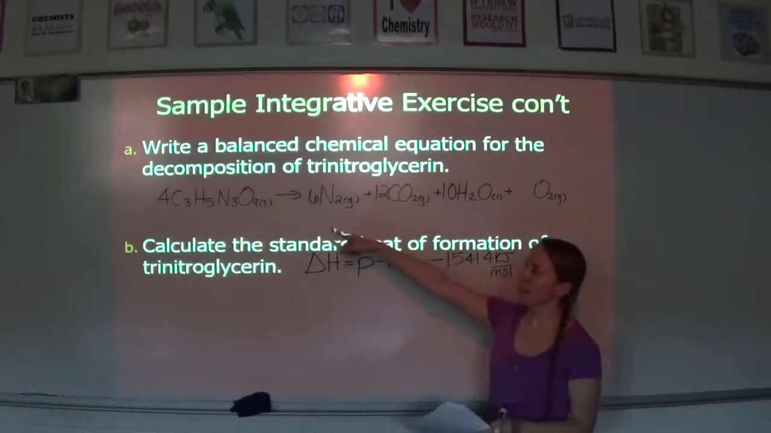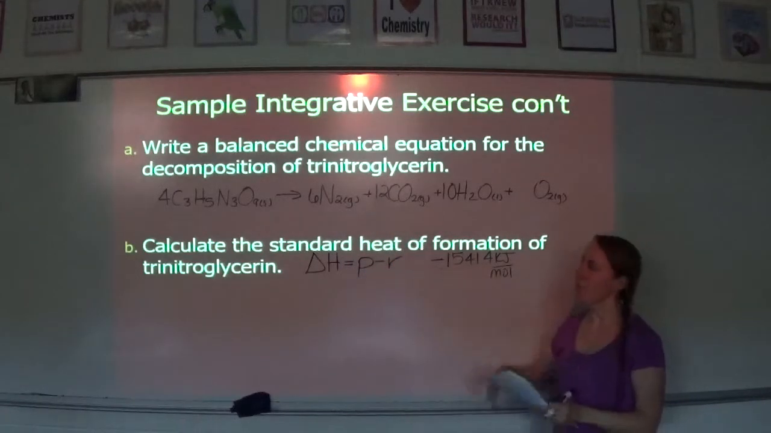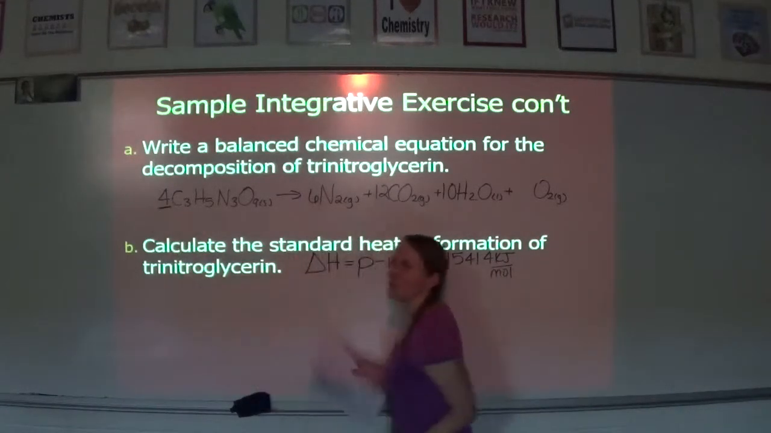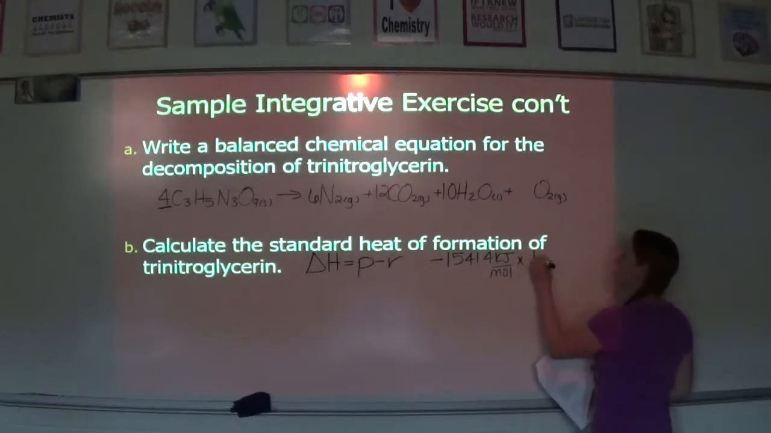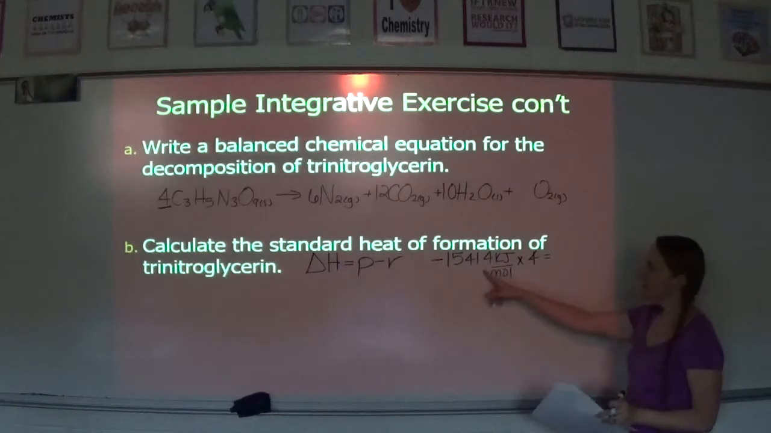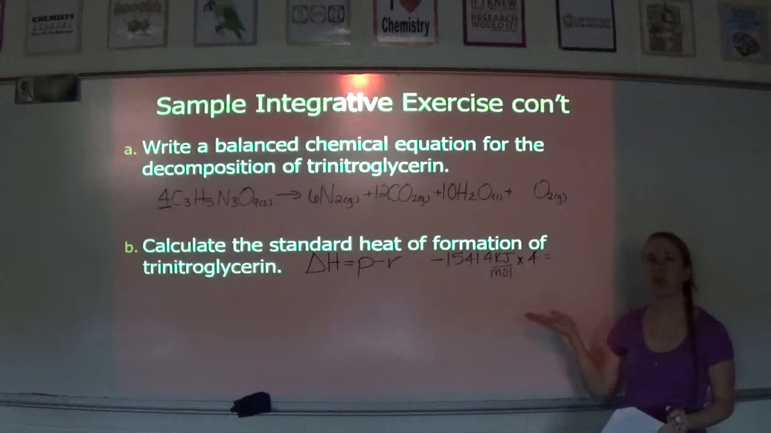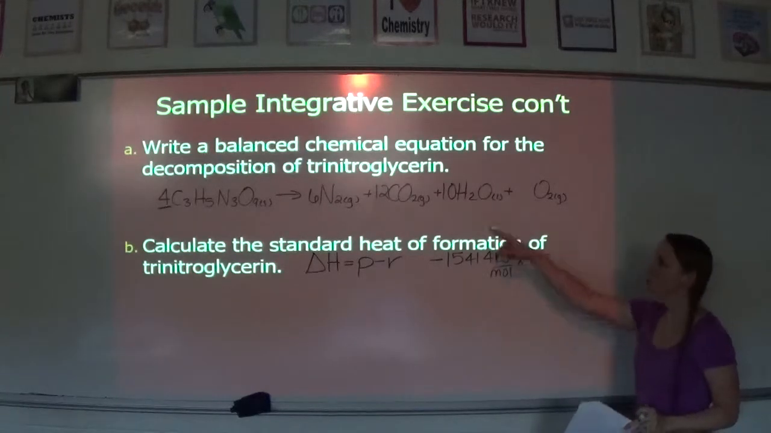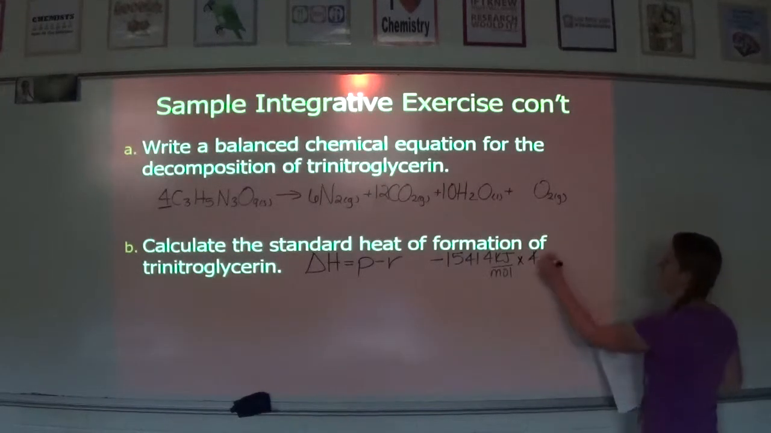But in our reaction, how many moles do we actually have? We have 4. Once we balanced it, we got a 4. So I'm actually going to need to multiply this by 4, because remember, the delta H has to be for the way the reaction's written. This is per mole. We actually have 4 moles. So let me write moles here so you know why I'm doing that.